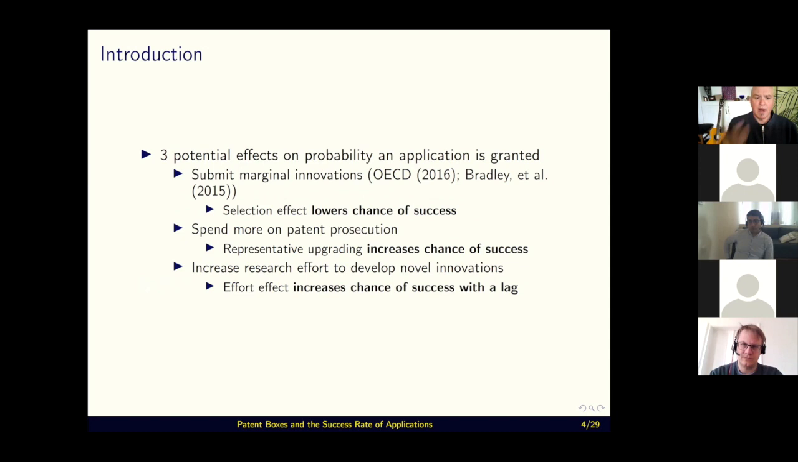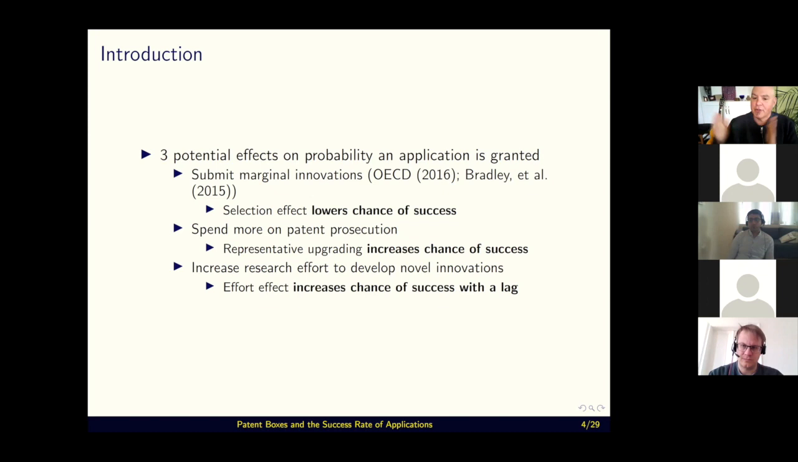One aspect of it is, do you even submit this for patenting at all, given that there's a cost to it? The OECD and Bradley raise this as a concern, that firms may have really marginal ideas, where maybe I would get the patent for this or maybe not. I'm going to go ahead and apply because if I do, now I get the patent and I get the patent box and that lower tax rate. So it's going to affect things on the extensive margin. You're going to submit more marginal ideas with lower probabilities of getting over the line, and therefore the average success rate of applications should fall.